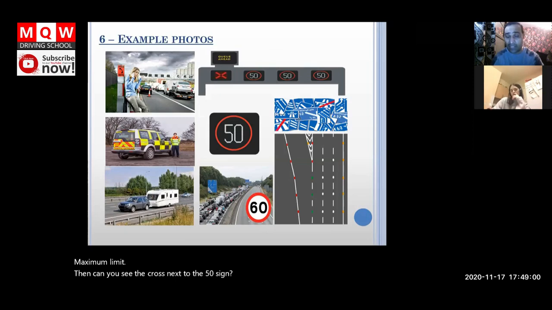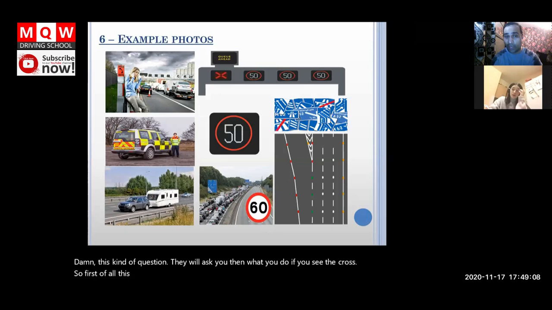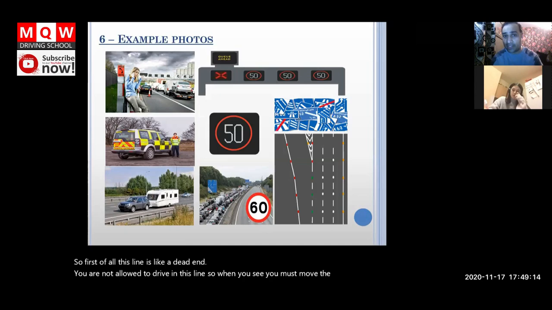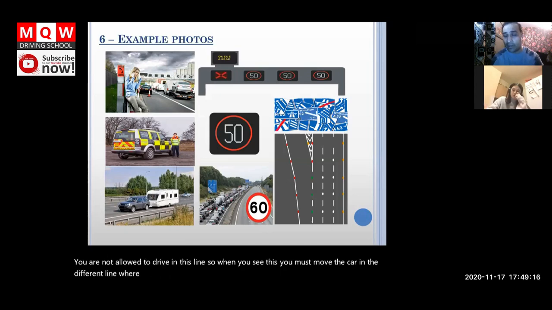Then this kind of question, they will ask you what you do if you see the cross. First of all, this lane is like a dead end. You are not allowed to drive in this lane. So when you see this, you must move the car into a different lane where the traffic is moving. For example, the right three lanes are moving at the 50 mile maximum speed, but the left lane is blocked, and you are not allowed to continue on this lane anymore when you see this cross sign.